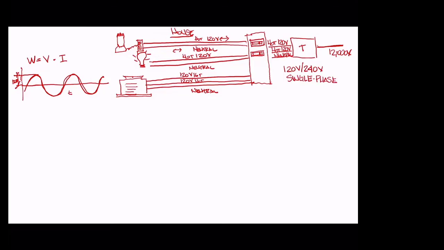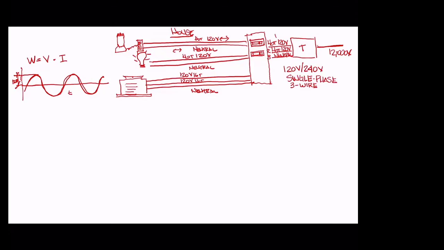And because there are three wires going into the house, one hot 120, one hot 120, and a neutral, we call that a three wire, this particular flavor of service. And just about every house that's single family detached has this flavor of power delivery. All right.